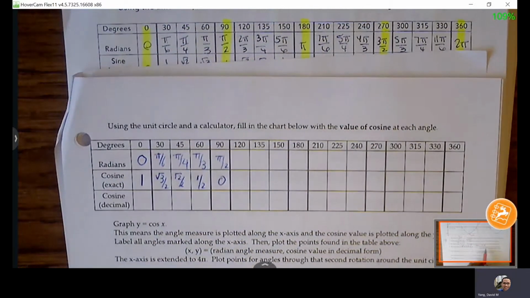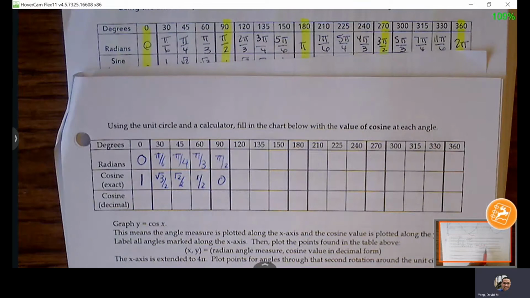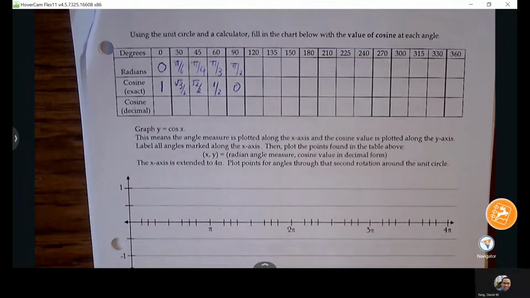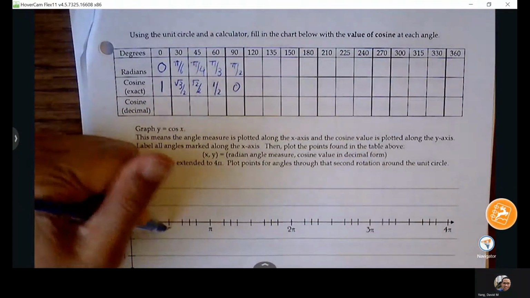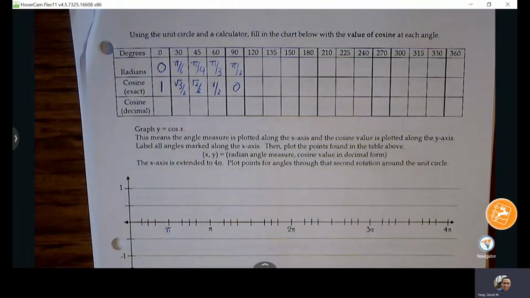Notice how the cosine starts in a different location than the sine graph, right? Sine graph starts at 0, but your cosine is actually going to start at the peak of your graph, the height of your graph, and then take its way down. All the radians are the same, right? That's right. All the radians are the same.